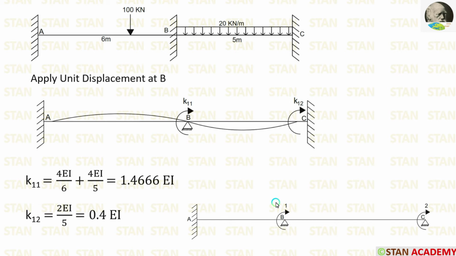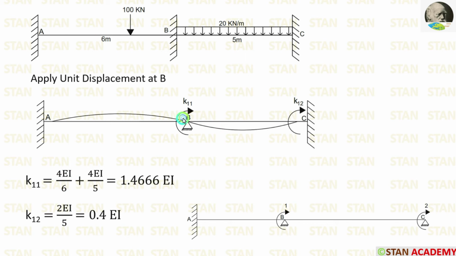The stiffness values must be calculated in the order, first from the first coordinate, then from the second coordinate. Let us calculate K11. For that, from the point B, we have to look on both the sides. First, let us look on the left side. On the left side, we are having a fixed support. If the far end is fixed, the formula is 4EI by L. The length of AB is equal to 6 meter. We can apply.